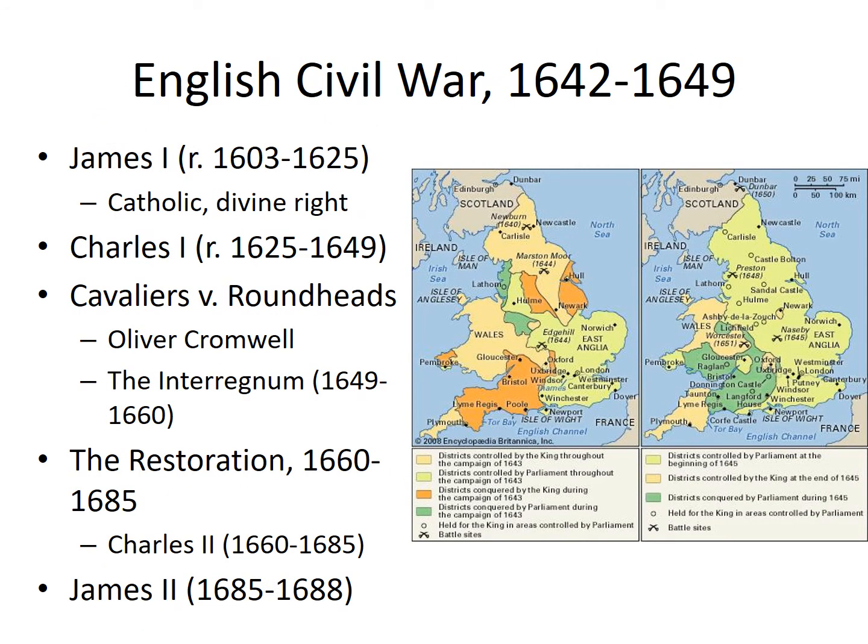The English Civil War can also be viewed as a war of religion. James I, the first Stuart king, begins his reign in 1603 when Elizabeth I dies without an heir. He reigns from 1603 to 1625. He was a Catholic. He believed in the divine right of kings. Now ruling over a Protestant country, the British did not like that very much. Remember, he had been from Scotland. They were not happy with having a Catholic on the throne.